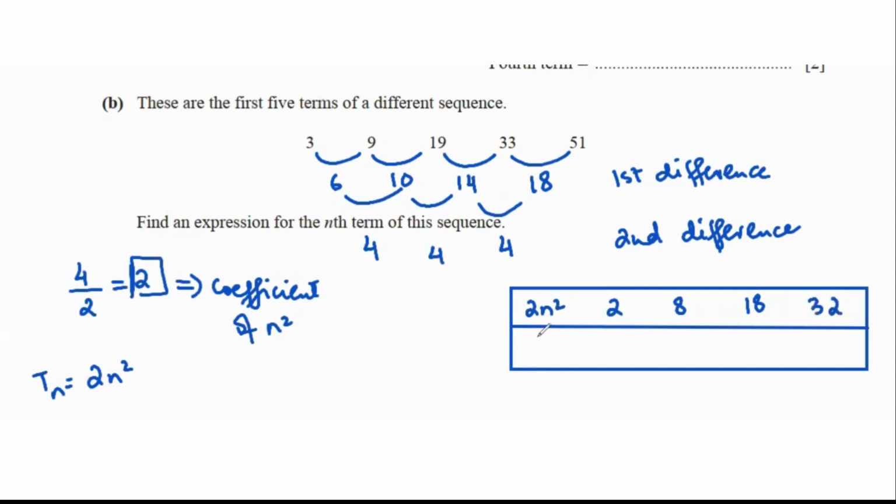So now if we compare these numbers with the original sequence, we had 3, we had 9, we had 19, and we had 33. As we can see, between each of these terms, there's a difference of 1. That means our nth term is going to be 2n squared plus 1. Because if we use 2n squared plus 1, the 2 will become 3, the 8 will become 9, the 18 will become 19, and the 32 will become 33. So this is our nth term, 2n squared plus 1.